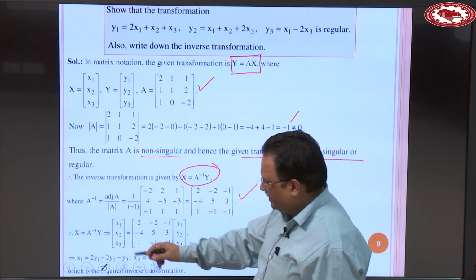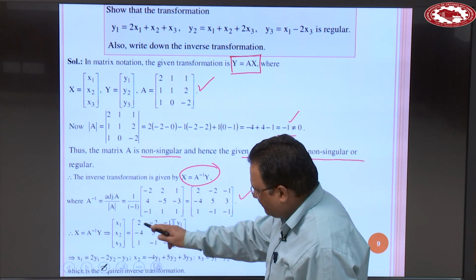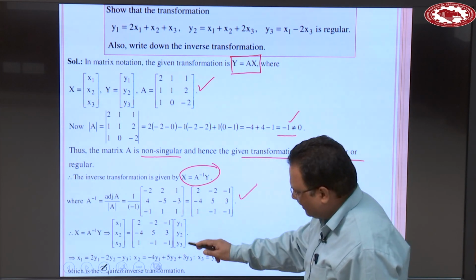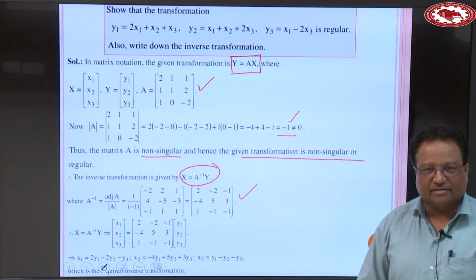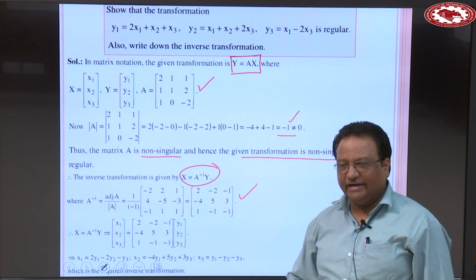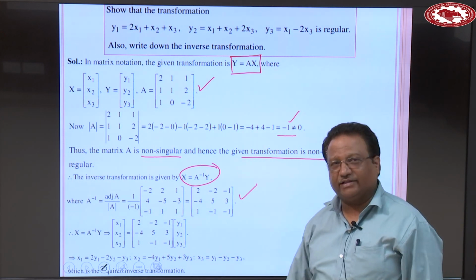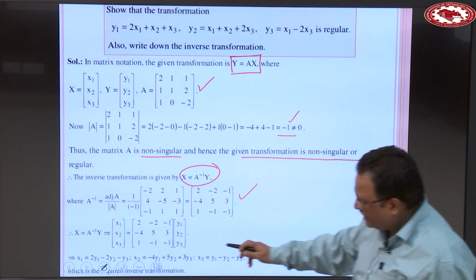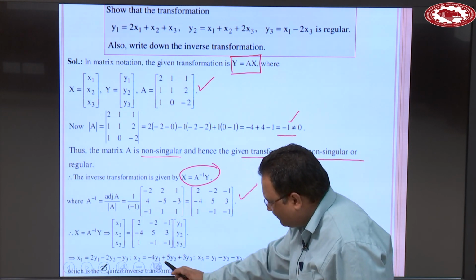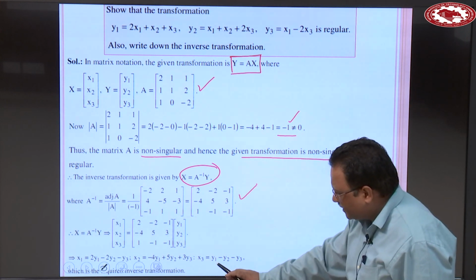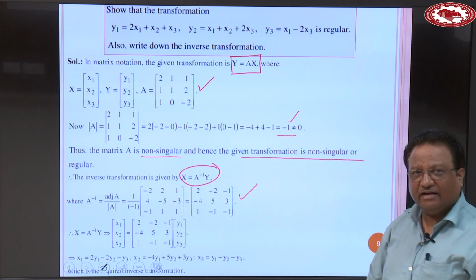Okay. So x is equal to A inverse y means x is equal to x1, x2, x3, and A inverse is this term and y is y1, y2, y3. From this matrix notation, you can write the simultaneous equations of x1, x2, x3 in terms of y1, y2, y3. That one is the inverse transformation. So here x1 is equal to 2y1 minus 2y2 minus y3, x2 is equal to minus 4y1 plus 5y2 plus 3y3, x3 is equal to y1 minus y2 minus y3. So that is the inverse transformation.